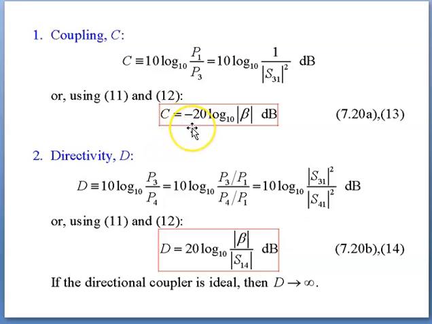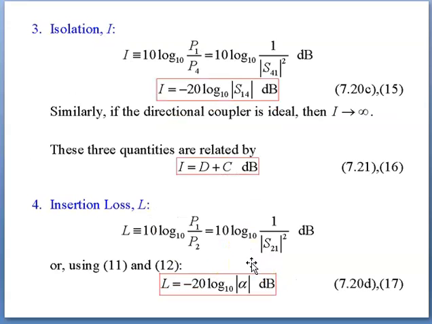C will be equal to minus 20 log10 of the magnitude of beta in dB. The directivity D is equal to 20 log10 of the magnitude of beta over the magnitude of S14. Isolation, represented by I, will be equal to minus 20 log10 of the magnitude of S14. And finally, the insertion loss L will be equal to minus 20 log10 of the magnitude of alpha in dB.